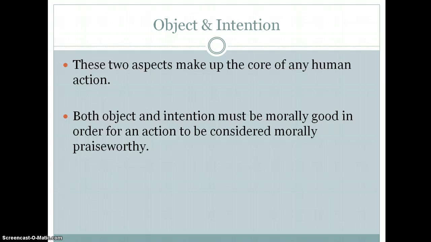But if you take the same object, going to serve at Sacred Heart, and I ask you why you're doing it, and you say, well, the only reason I'm doing this is because I want to get into college, well, then you see that your intention is not really that pure. You're really doing it for self-interested purposes, and it's not the most moral reason to be doing something.